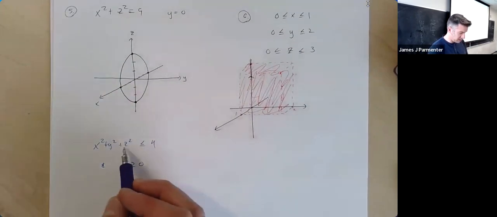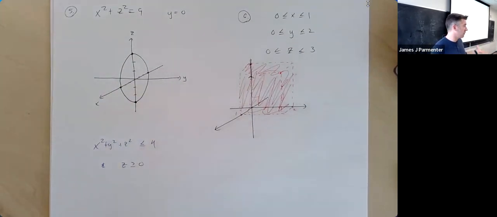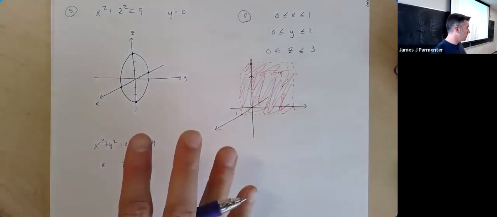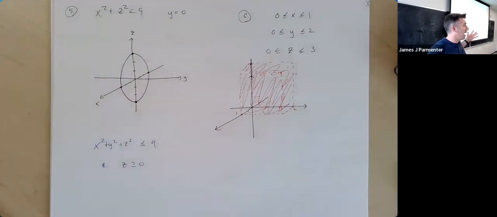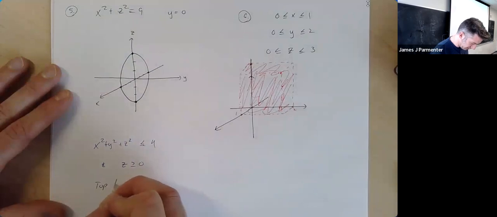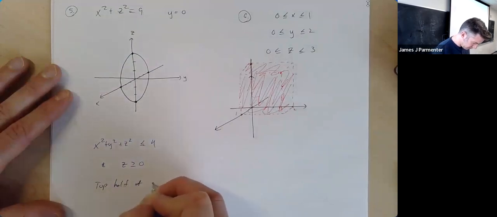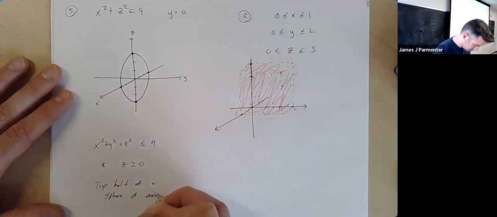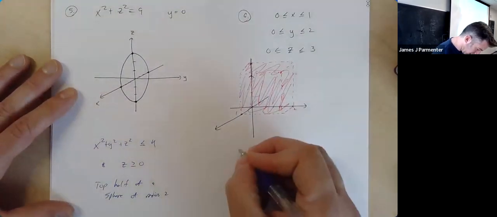Well, x squared plus y squared plus z squared equal to 4 is a sphere of radius 2. Less than or equal to 4 means all the points inside the sphere of radius 2. But z being bigger than or equal to 0 means we have to be above the xy plane. So it's like the top half, a hemisphere. So this is the top half of a sphere of radius 2. So we could draw it.